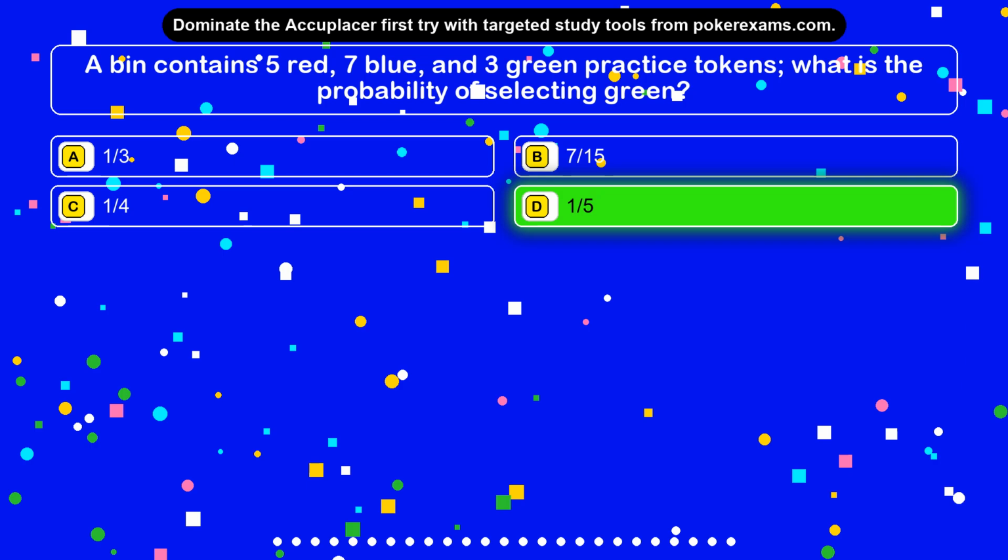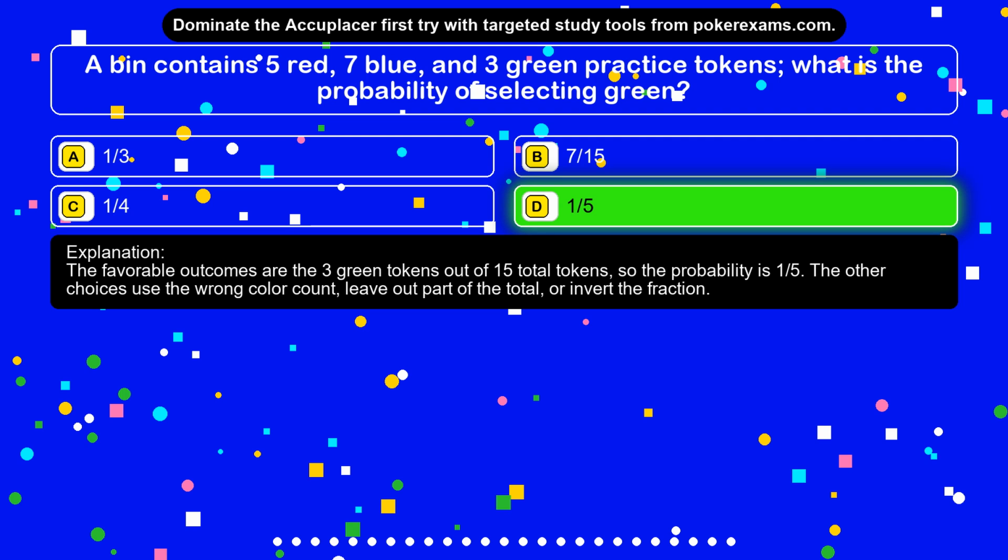The correct answer is option D, 1/5. The favorable outcomes are the 3 green tokens out of 15 total tokens, so the probability is 1/5. The other choices use the wrong color count, leave out part of the total, or invert the fraction.